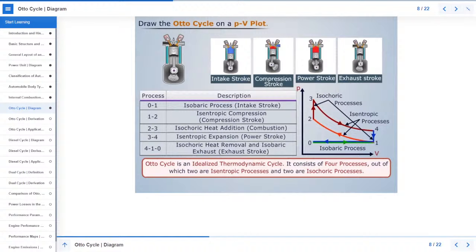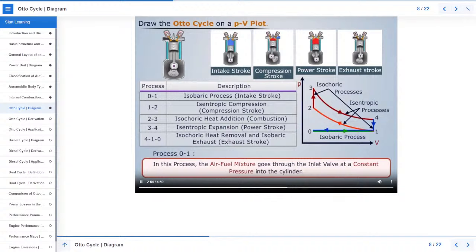Now, let us understand these processes one by one. Process 0 to 1.